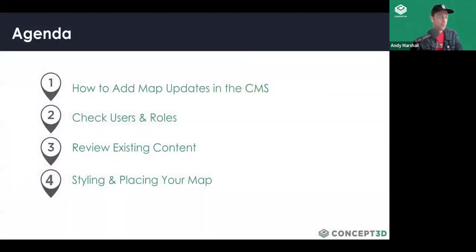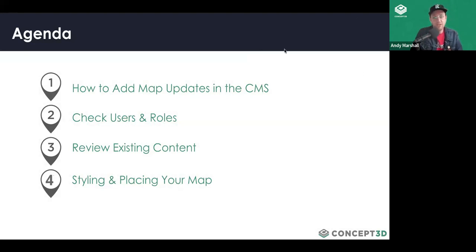So here's a quick look at the overall agenda today with the bullet points of what we'll be talking about. First, we'll discuss how to add map updates to your CMS. Next, we'll see how you can audit your list of users and their access level. We'll talk about how you can review the existing content on your map as far as locations and categories. And lastly, we'll chat about how to change the look and feel of your map, as well as to consider where it lives on your website today.